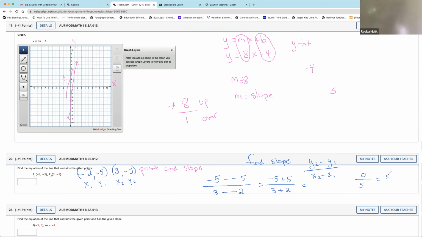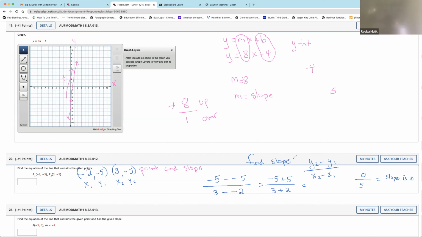So my slope is 0, which means it's going to be a flat line. Doesn't mean that it's, what was the other one? I forgot what it is when it's no slope. But the slope is going to be 0, which means it's going to have no slope. It's going to have no hill. It's just going to be a flat line.